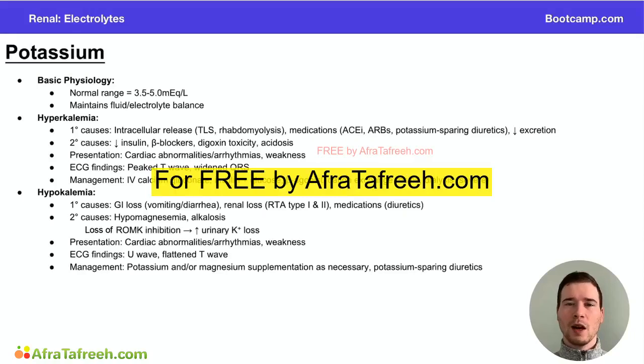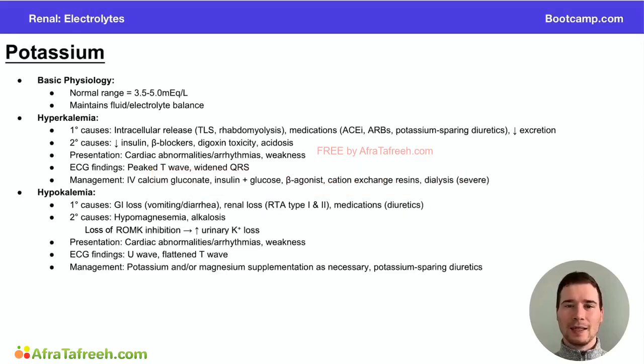In this video, we're going to talk about the electrolyte potassium. So potassium comes in a normal range of approximately 3.5 to 5.0 milliequivalents per liter. So hyperkalemia would be a state that is higher than 5, and hypokalemia would be a state that is lower than 3.5. Potassium is a very prominent electrolyte in the body, and it maintains our fluid and electrolyte balance.